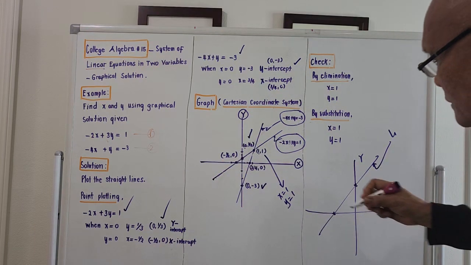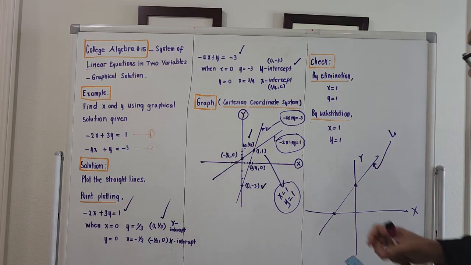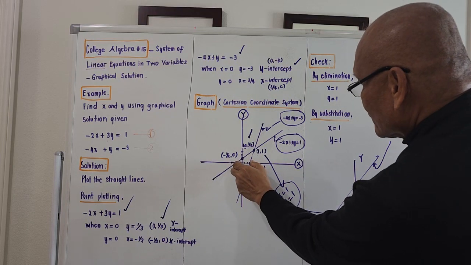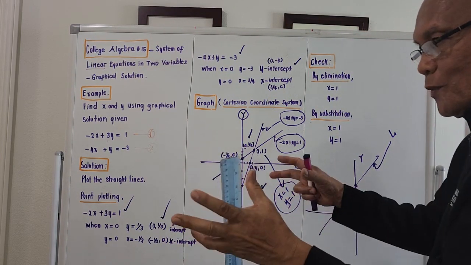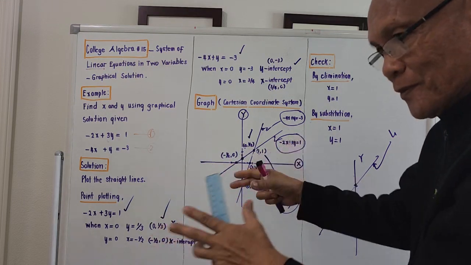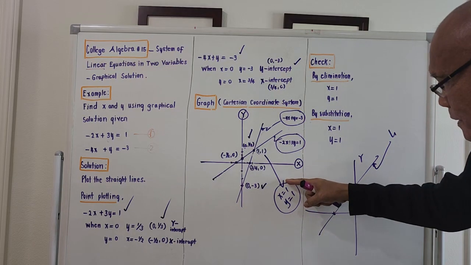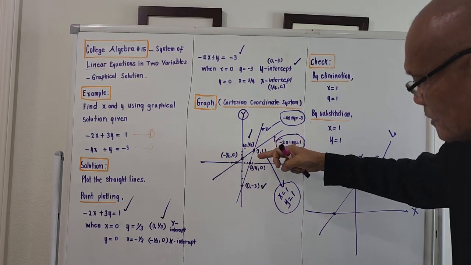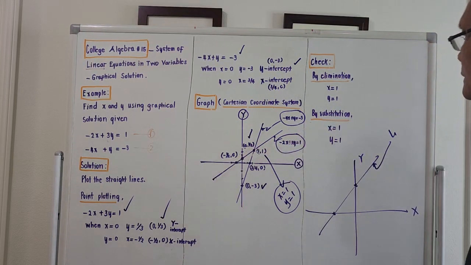How do we know that the value of x is equal to 1 and y is equal to 1? It is almost, because at this location here, x is almost equal to 1 and y is almost equal to 1. If we plot this on graphing paper, we could visualize that the value of x is equal to 1 and y is equal to 1. Even here, we could visualize that the solution is at 1 and 1.